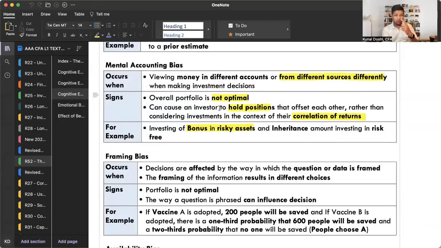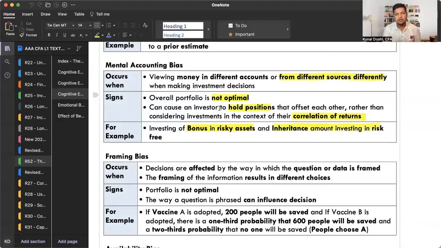But what if instead of a bonus, you had got property from your father or from your relatives? That is inheritance. Inheritance money, people don't bet. Inheritance money, people try to secure. So the inherited amount is invested risk-free; that's what people do. That is called mental accounting. So you treat different types of money differently.